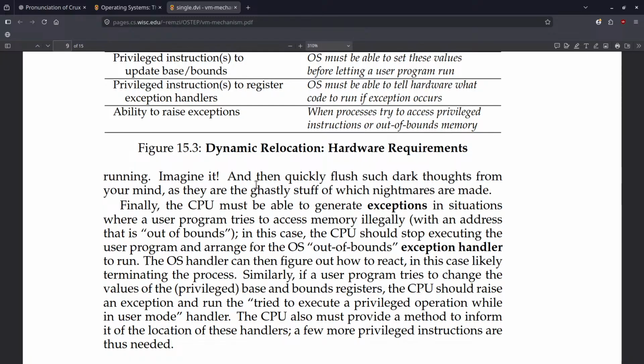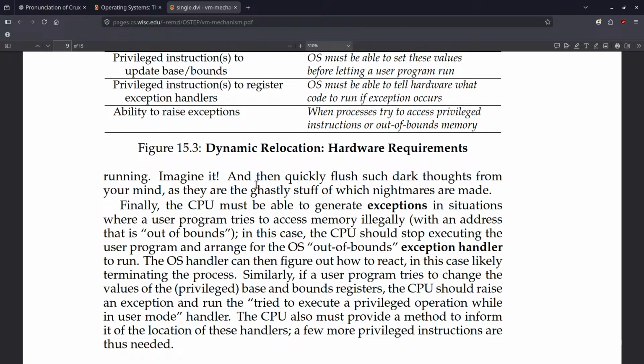Finally, the CPU must be able to generate exceptions in situations where a program tries to access memory illegally, with an address that is out of bounds. In this case, the CPU should stop executing the user program and arrange for the operating system's out-of-bounds exception handler to run. The operating system handler can then figure out how to react, in this case likely terminating the process.